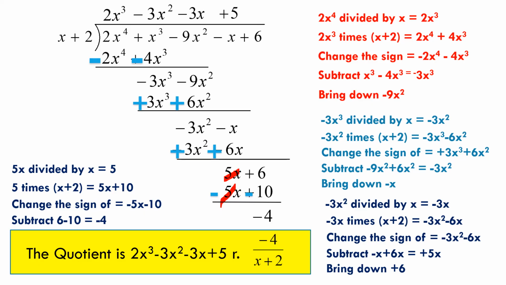Now the quotient in this problem is 2x cubed minus 3x squared minus 3x plus 5 with the remainder negative 4 over x plus 2.